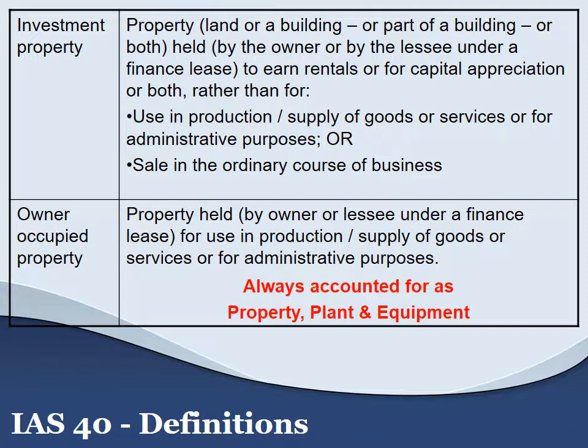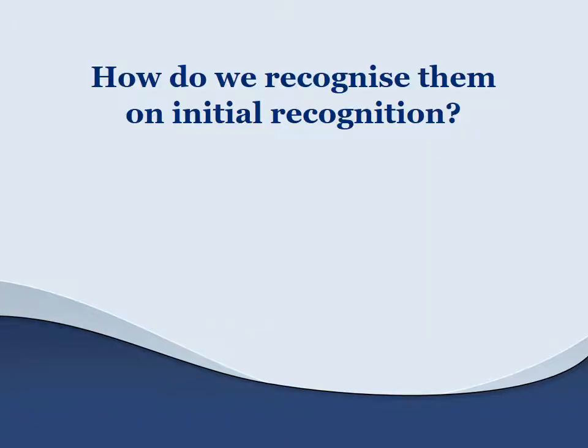Now that we've been through these two definitions, how then do we recognize investment property if we conclude that the property that we've got meets the definition of investment property, so therefore we must apply IAS 40 to it? How do we then recognize it at initial recognition? And the standard is pretty clear. It says whatever investment property you have must be recognized initially at cost.